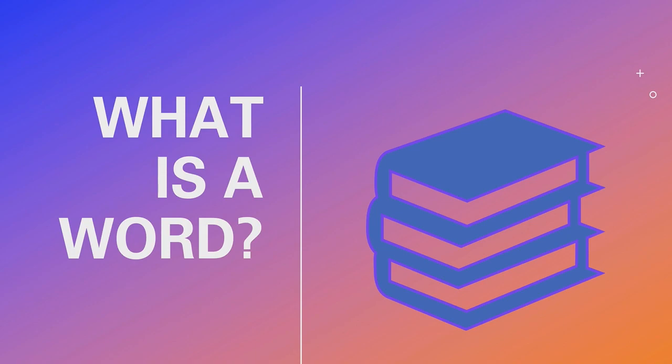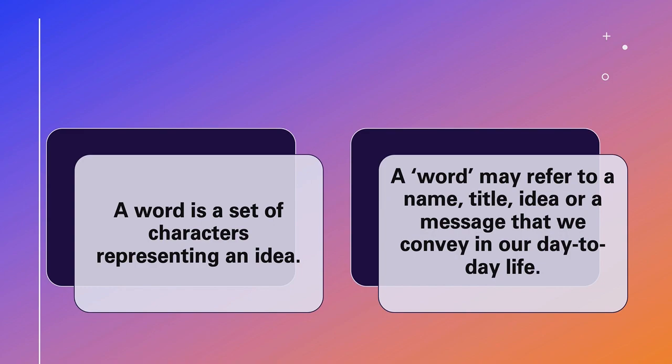And the first topic in morphology is: what is a word? Because morphology is all about the grammar of words. So let's discuss it. A word is a set of characters representing an idea. Definition number 2: a word may refer to a name, title, idea, or a message that we convey in our day-to-day life.